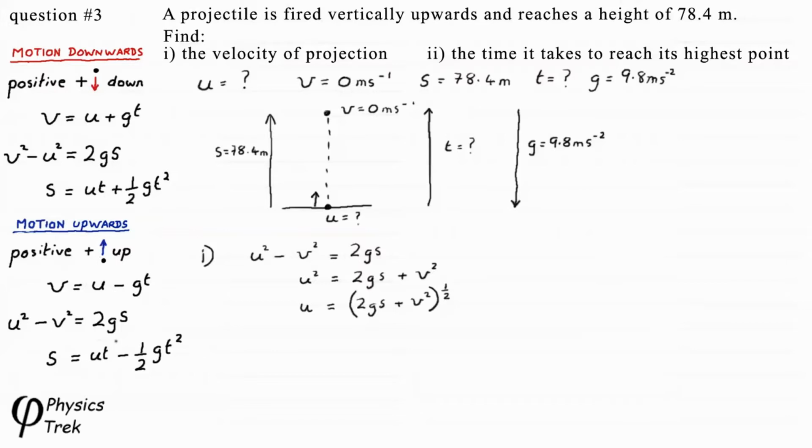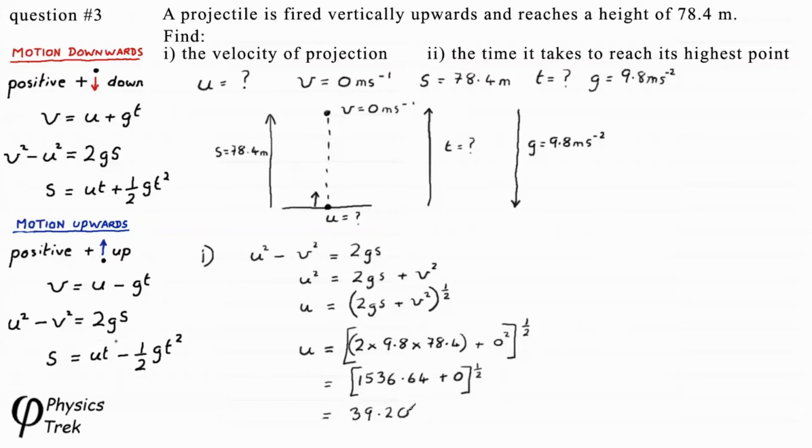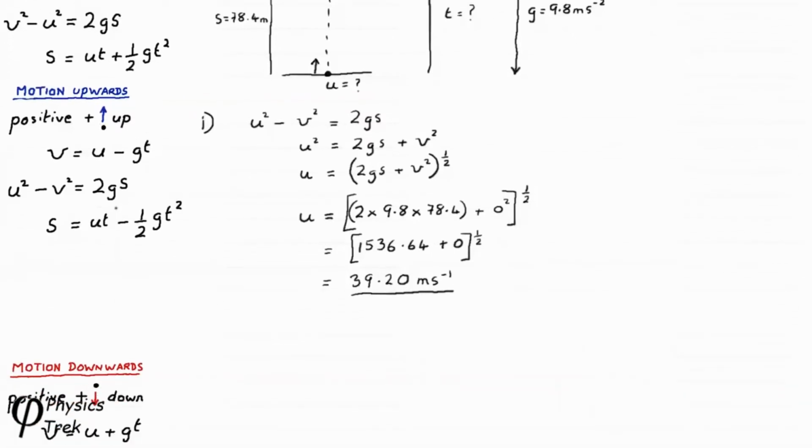We need to find u on its own, so we take the square root of everything on the right. So u is equal to 2 times 9.8 times 78.4 plus 0 squared, and the whole lot to the power of a half, which comes to 1536.64 plus 0, square root of, which equals 39.20 meters per second.